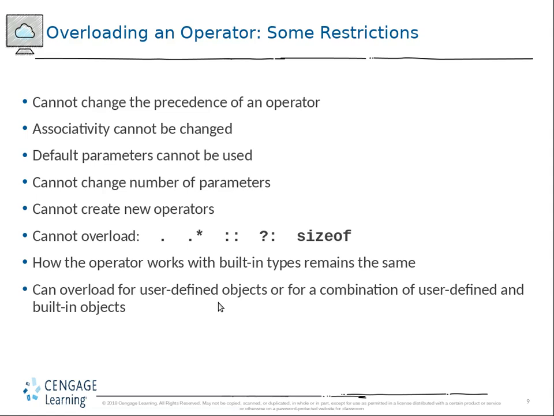You cannot change the precedence of an operator, so you're still bound by multiplication having precedence over addition, et cetera. Associativity can't be changed. Default parameters cannot be used. You cannot change the number of parameters. You cannot create new operators, and you can't overload these things. All right, great.